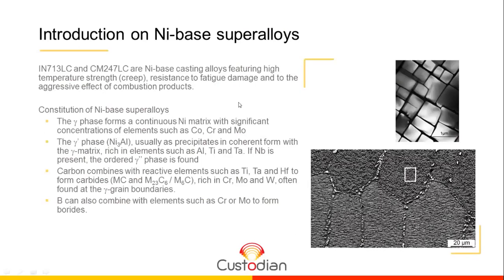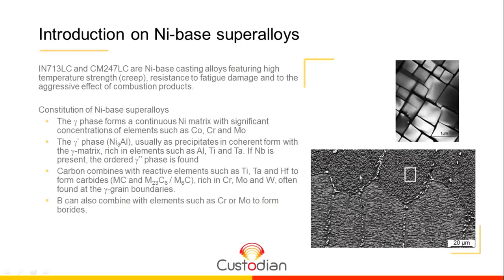First of all, I just wanted to give you a few preliminary pieces of information for those of you that are not familiar with nickel-based superalloys. This is a typical microstructure of a cast nickel-based alloy. It is made of a matrix of nickel solid solution. It's called the gamma phase.